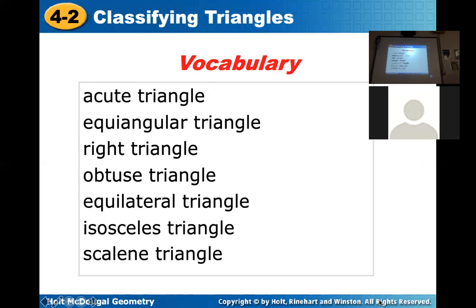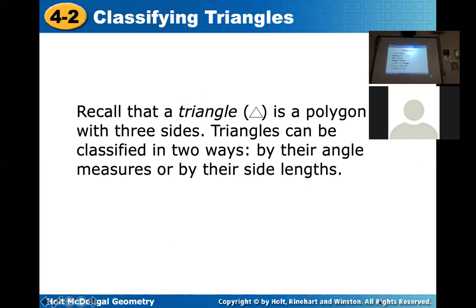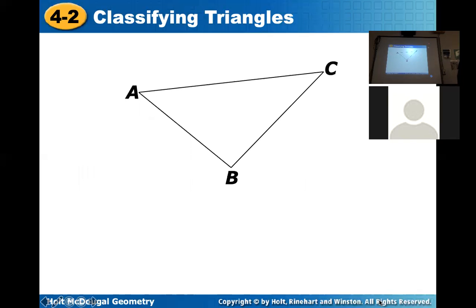We're going to talk about acute, equiangular, right, obtuse triangles. That's all angle measure right there, those top four. That's all how we classify on certain angle measures. And the bottom three, equilateral, isosceles, and scalene, are all based on side lengths. So whatever their side lengths are is what we would classify them there. Triangles, a polygon with three sides. Triangles can be classified two ways: angle measures, side lengths.